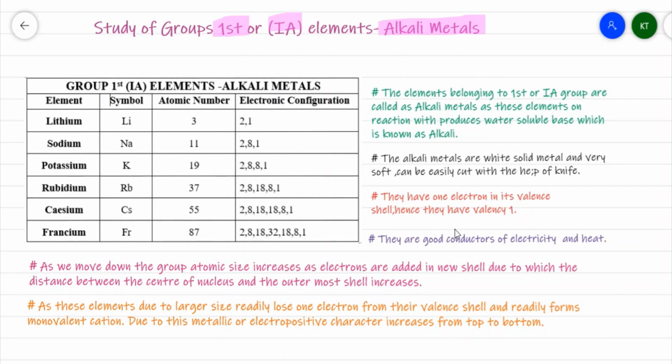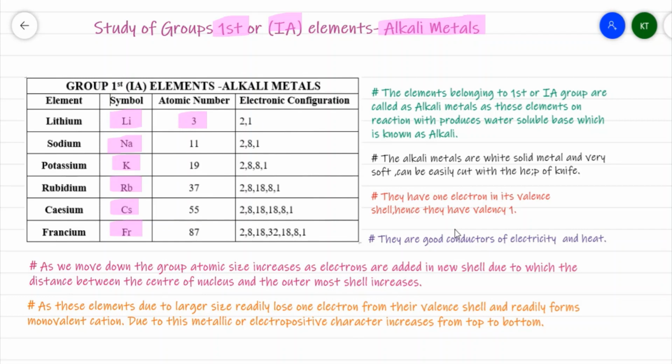So here I have a list of group 1 elements, that is lithium, sodium, potassium, rubidium, cesium and francium. Out of these, francium is a radioactive element. And against that I have written down its electronic configuration and atomic number.